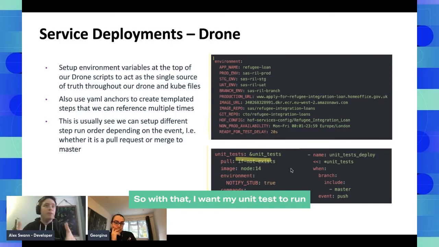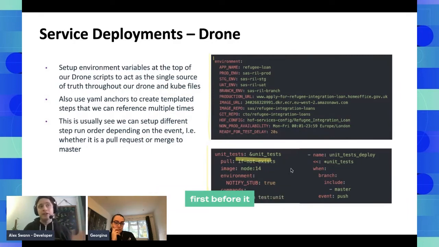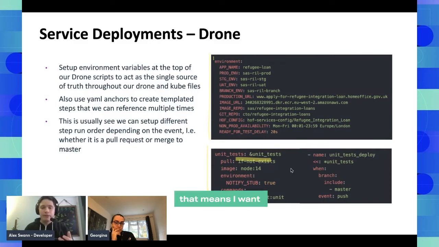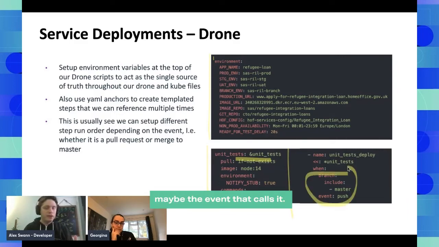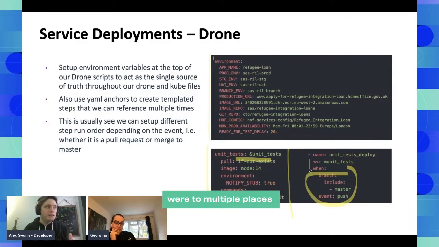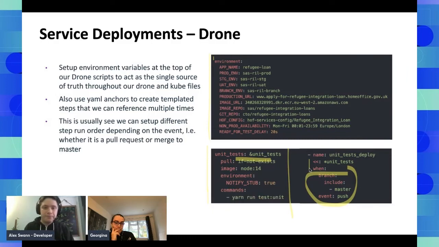So with that, I want my unit tests to run after it's deployed to our test environment. However, when I've merged to master, I want all of our tests to run first before it then deploys to a UAT environment. So that means I want two unit test steps, where the majority of the step configuration is the same, other than maybe the event that calls it. So anchors are quite nice to slot in reusable configuration into multiple places in your Drone pipeline. It keeps it a bit more DRY, and I quite like that.